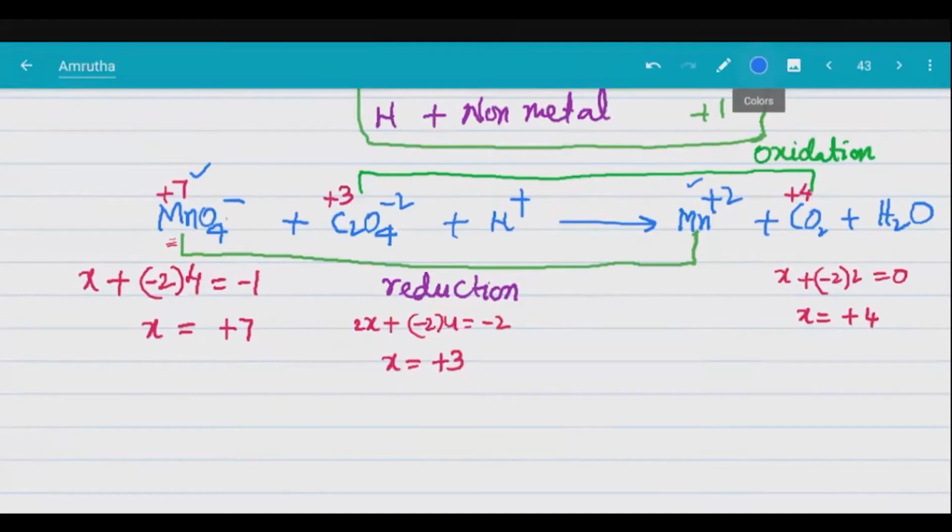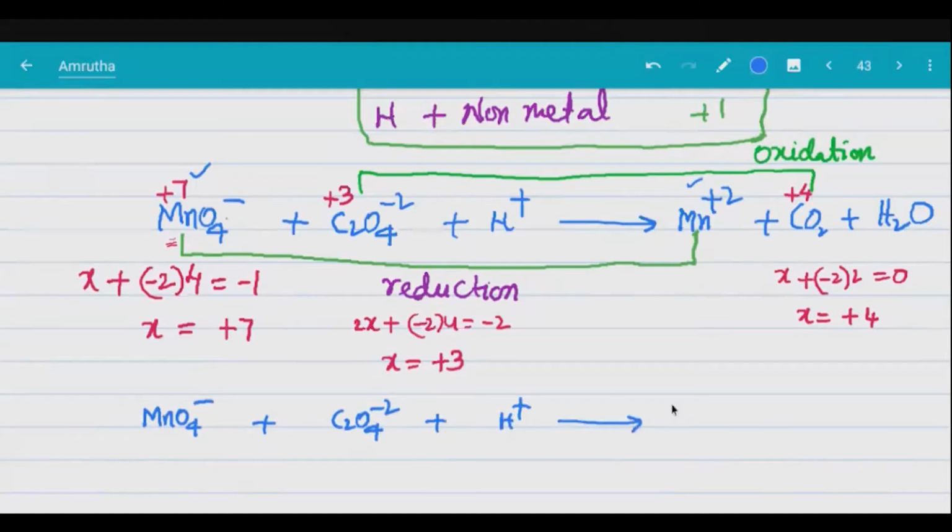7 minus 2, 5 electrons. Very simple. Exactly. So 5 electrons. Now I'll write it again. MnO4 minus plus C2O4 minus 2. I'll write electrons this time.